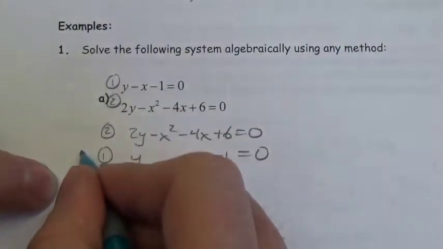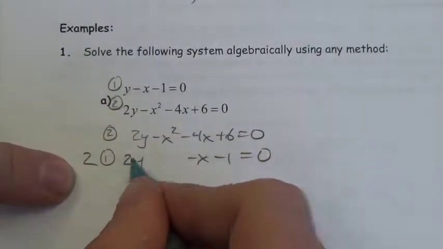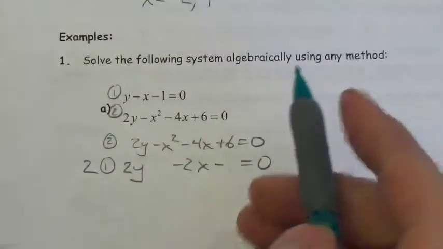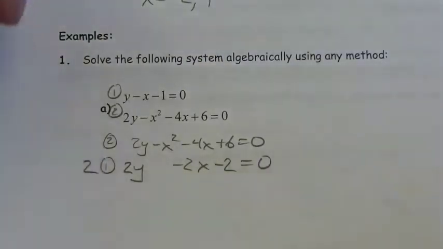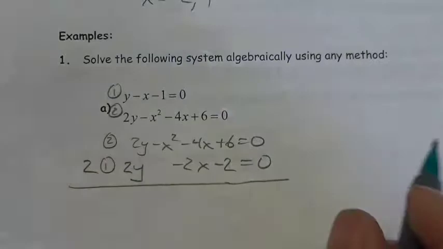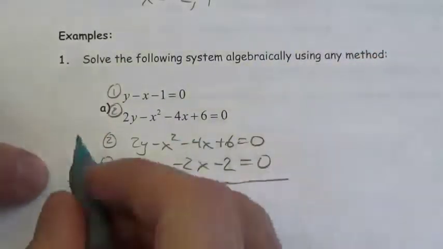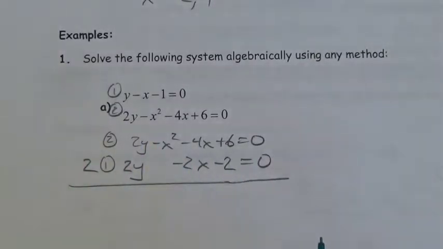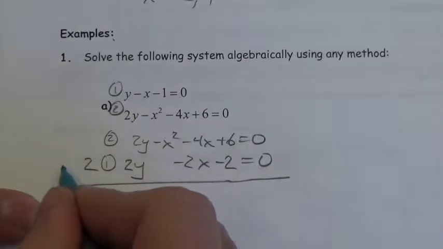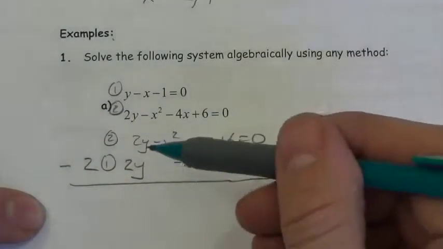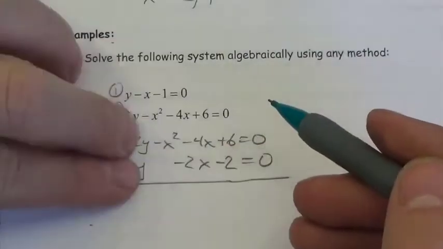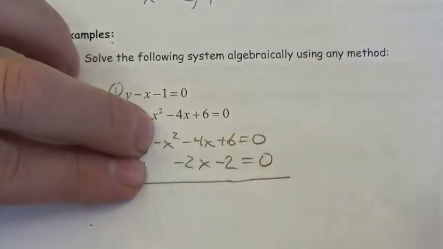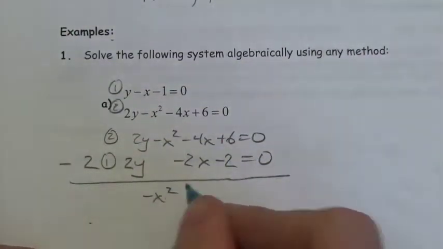But notice that these don't match up. So what I'm going to do is multiply this line by 2 to get 2y minus 2x minus 2, and then 2 times 0 is just 0, so that actually isn't going to do anything. So for my second equation, okay, look, I've got the same coefficients here, so now if I want to get rid of the y, and I always do want to get rid of the y, I'm going to subtract that second equation. So 2y minus 2y gone. Awesome. Negative x squared minus nothing is going to be negative x squared.